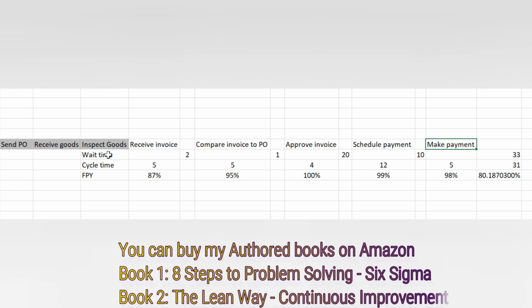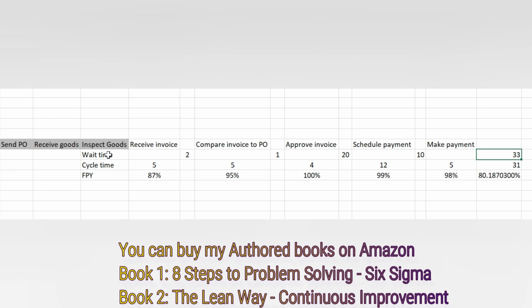Between scheduling a payment and making a payment, there is a wait time of 10 minutes, and while making the payment, it only takes 5 minutes to process an invoice and the payment is made. Overall first pass yield at this particular step is 98%. There are some payments which fail and have to be redone.